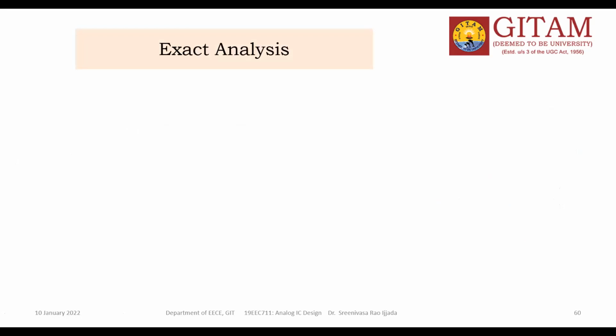So this is the approximation analysis. Now I am coming to the exact analysis. Both approximation analysis and exact analysis are in the small signal analysis only. In the small signal analysis, what are we going to find? We are going to find the gain. What is the gain formula? Mod AV is equal to capital GM multiplied with the R out.